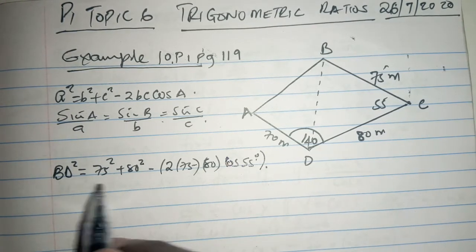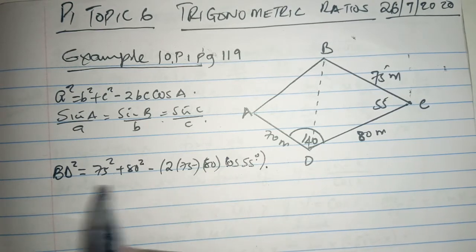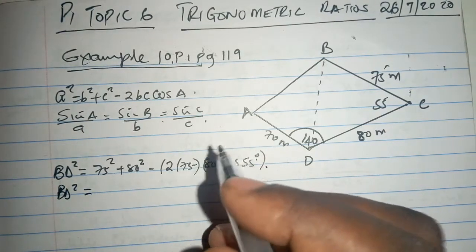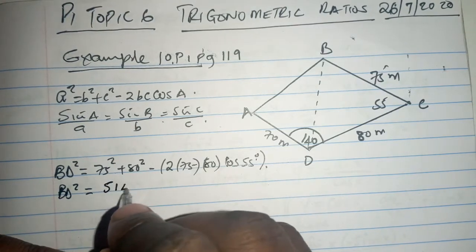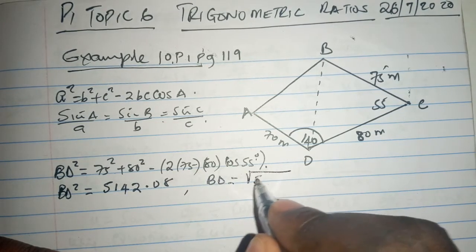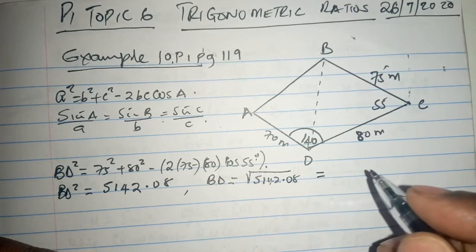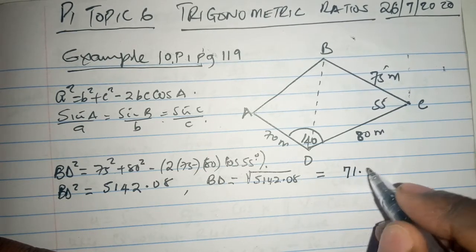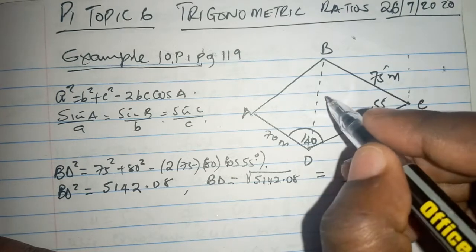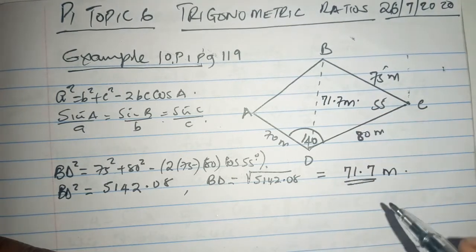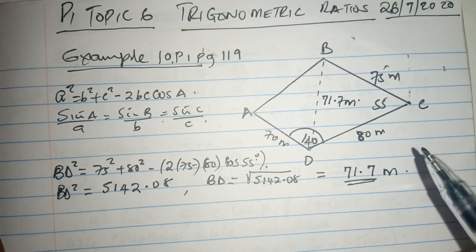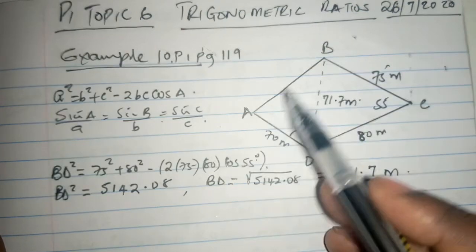When you evaluate this using the calculator, you will realize that BD squared is simply 5142.08, and therefore BD is the square root of 5142.08, which is 71.7 meters. Having found that, how then do we get AB?